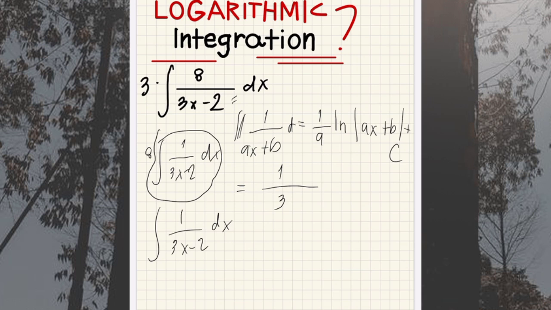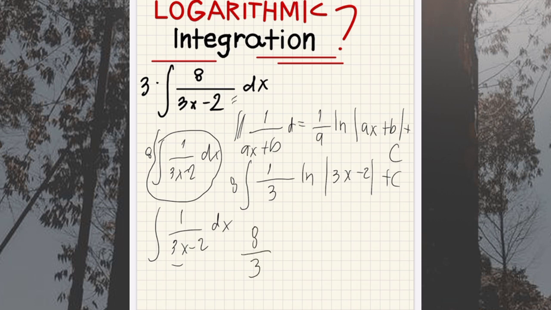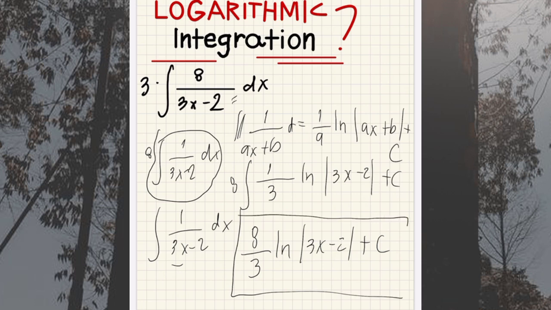Let's erase this first. So 1 over, what is our a here? So 3. 1 over 3 ln |3x minus 2| plus c. Since we have 8 here, we have to multiply it. So it will become 8 over 3 ln |3x minus 2| plus c. So this will become our final answer.